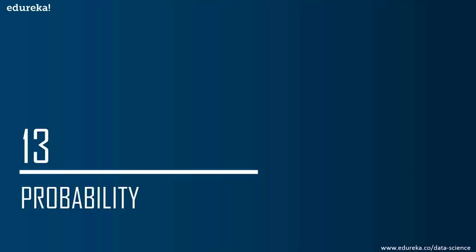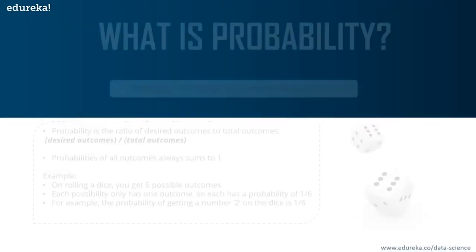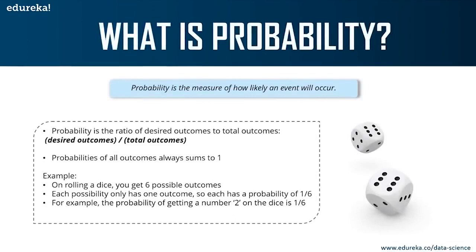Now let's understand what exactly probability is. Probability is the measure of how likely an event is to occur. To be more precise, it is the ratio of the desired outcomes to the total outcomes. The probabilities of all outcomes always sum up to 1. Probability cannot go beyond 1.